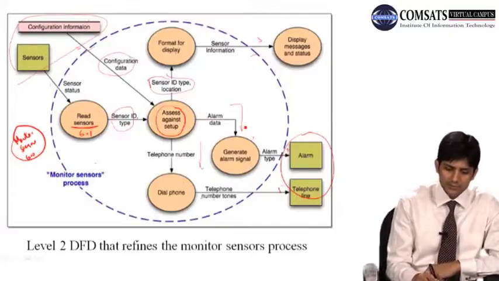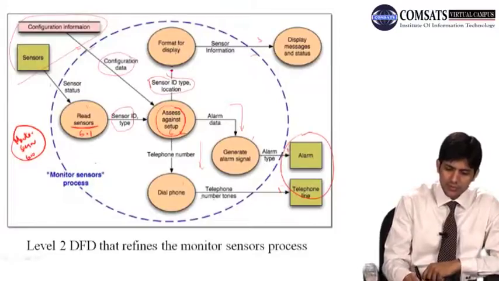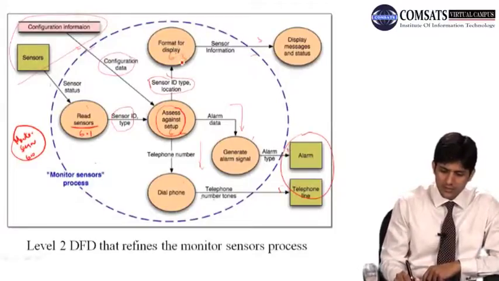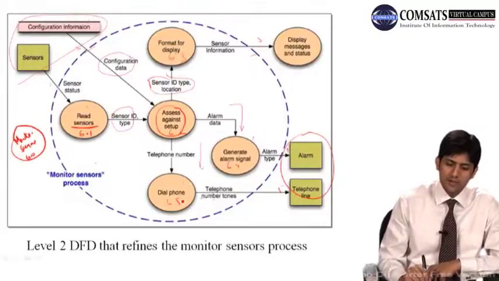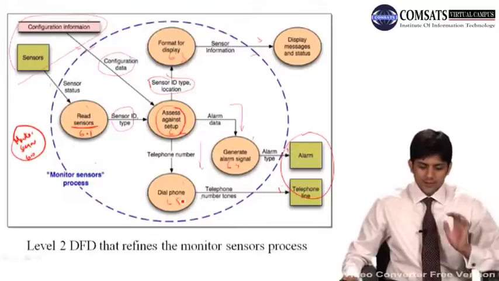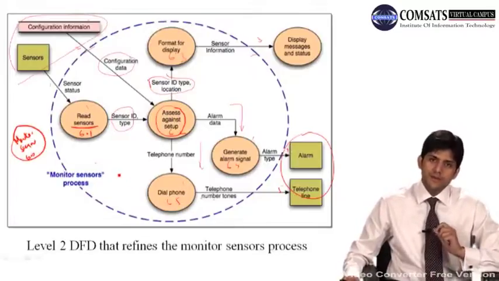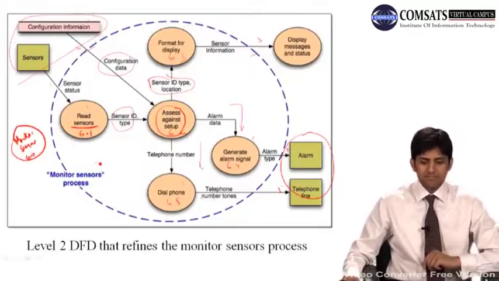So 6.1, and this would be 6.2, we can call it 6.3, and this is 6.4, and this is 6.5. Okay, so this is level 2 for the safe home software.